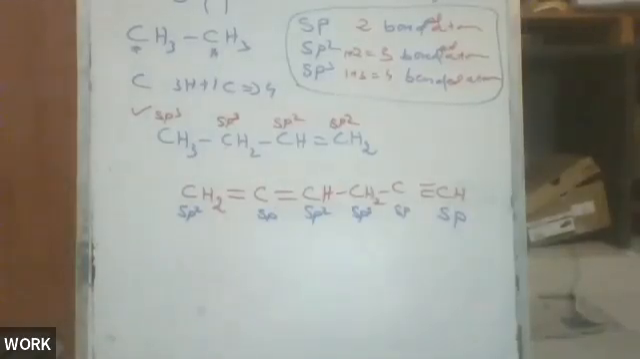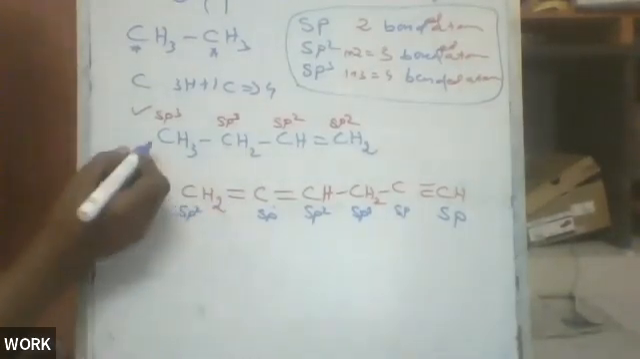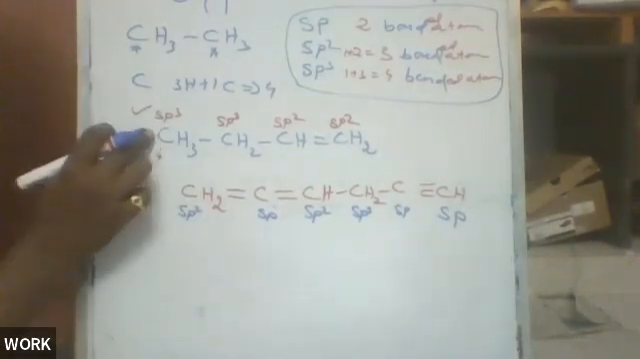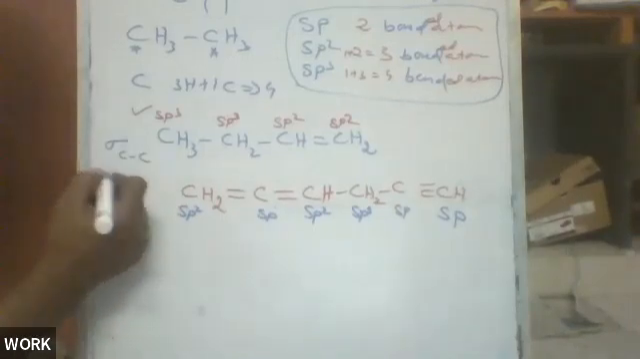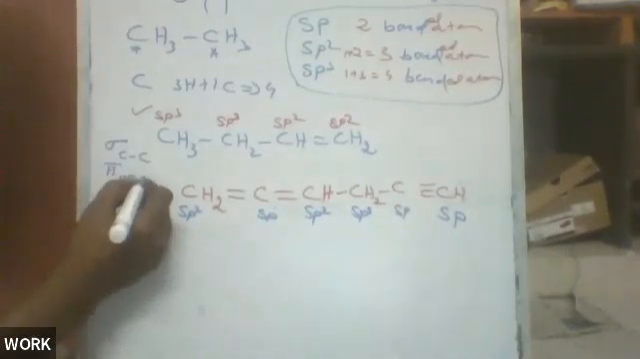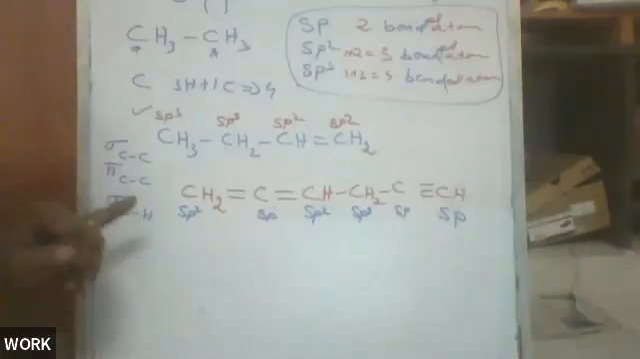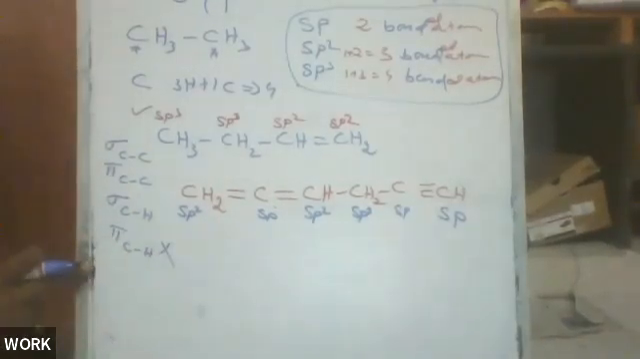Then you have to calculate the number of pi bonds and sigma bonds. Look here, there is no unsaturation. That means there is no double bond. In the carbon, how many carbon sigma bonds, how many carbon pi bonds, and how many carbon-hydrogen sigma bonds? Pi bonds are formed by p orbitals. Carbon-hydrogen will never form a pi bond. When you have the p orbital, then it will form that.